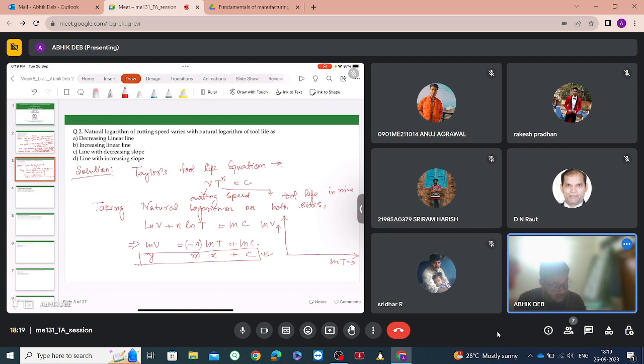Okay, and since the slope is negative here but the intercept is positive, the intercept will be somewhere on the positive ln v axis and the slope is negative, so it is a line like this. Okay, so it is a decreasing linear line. So the correct option is option number 8.